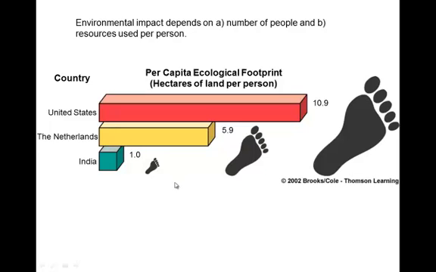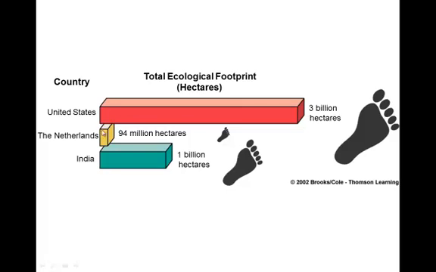We can also look at not only the impact per person, but at the total ecological footprint. And then we can see the Netherlands really shrinks down because they have a very small population, a modest ecological footprint. The United States has a huge ecological footprint and a pretty large population. India has a huge population, but a very small ecological footprint per person. And so we can see all these different calculations. And this should concern you.